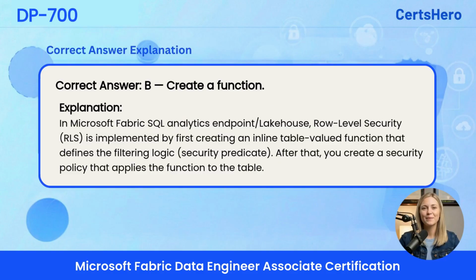Correct answer: B. Create a function. Explanation: in Microsoft Fabric SQL Analytics Endpoint/Lakehouse, row-level security (RLS) is implemented by first creating an inline table-valued function that defines the filtering logic, the security predicate. After that, you create a security policy that applies the function to the table.